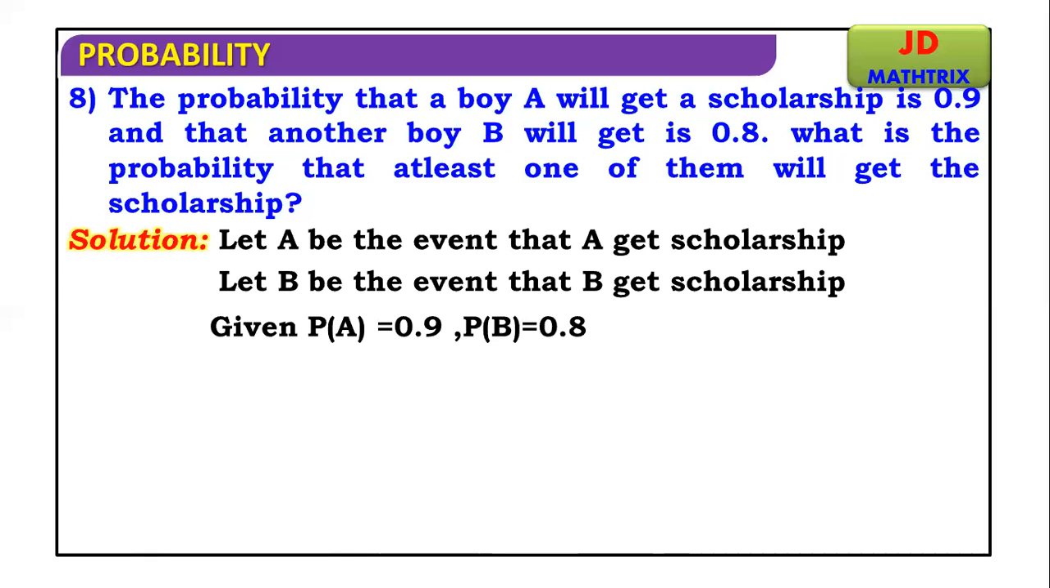So P of A intersection B is not known. Now how to calculate P of A intersection B? So first of all, we have to verify whether the given events are independent or not, or mutually exclusive.